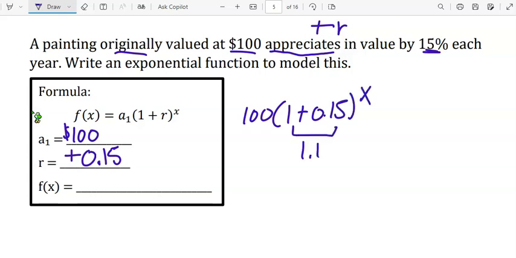That will give you 1.15. So it increases by 15%. So the whole thing will be 115% of the original value. Our formula is f of x equals 100 times 1.15 to the x power.